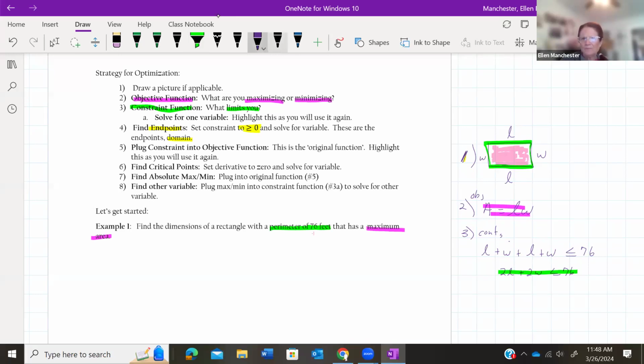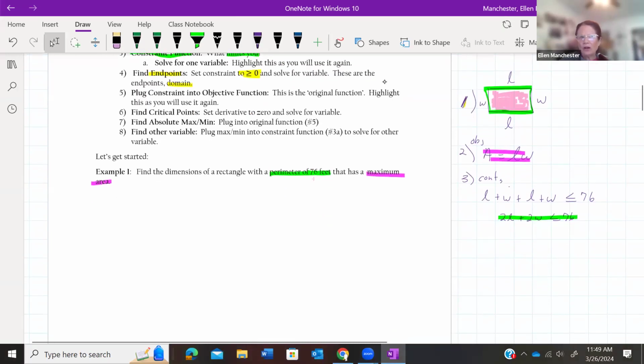All right, so any problems so far? Do you see why I'm doing it in this sequence? Here's my picture. Here's my objective. I'm trying to maximize my area. What holds me back is that I only have 76 feet of perimeter.